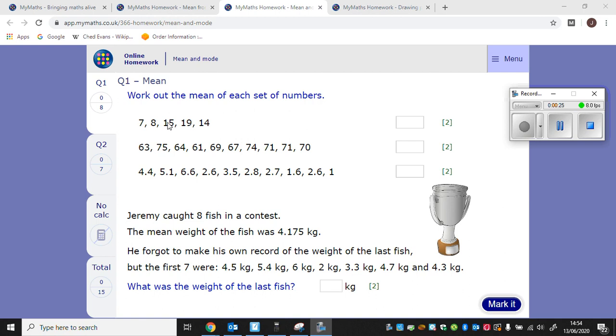Working out the mean, hopefully we know that we add them all up and we divide by how many there are. So those top three questions should be quite easy. This one at the bottom, though, Jeremy has caught 8 fish in a contest. The mean weight of those fish was 4.175 kilos, but he forgot to make a record of the weight for the last fish. He knows what the weight of 7 of the fishes are, and we need to work out what the weight for that last one is.